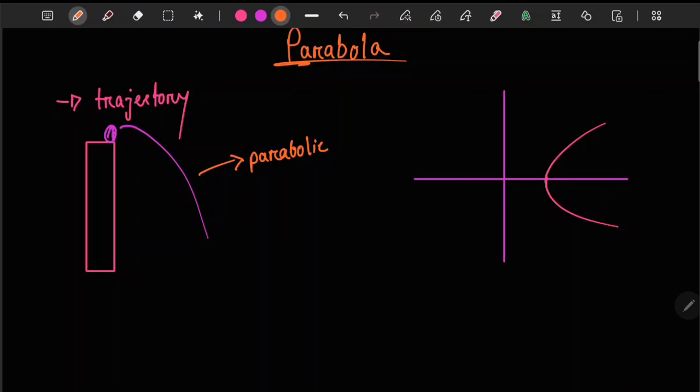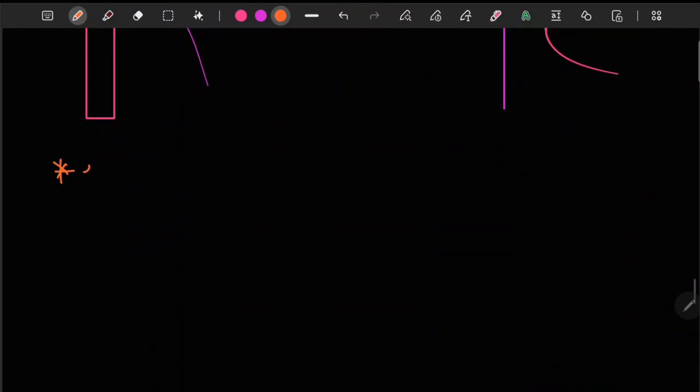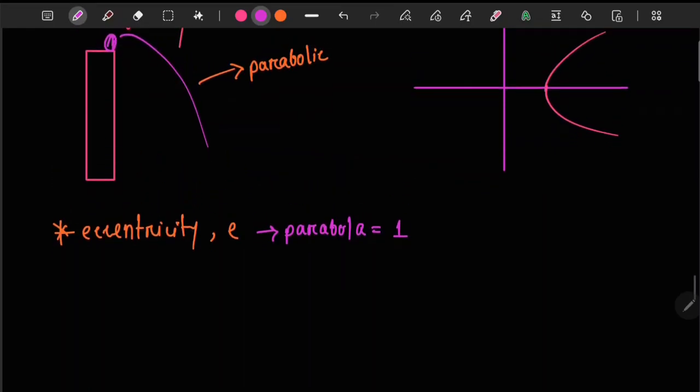So there are certain important terminologies that we need to understand for a parabola. I want to just talk about them in short. For example, there's a term called eccentricity, expressed with E. So for a parabola, eccentricity is 1, right? So we have to remember that. So what is basically eccentricity?